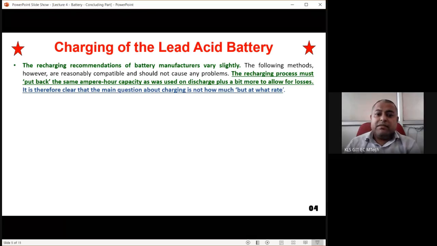Then again, coming to a very important topic from your syllabus, which is called charging of the lead acid battery. Battery maintenance is a very important question. Lead acid battery construction is an important question. And the first slide from yesterday, what all work the battery does, that is also a very important question. And now we are coming to this topic, charging of the lead acid battery.